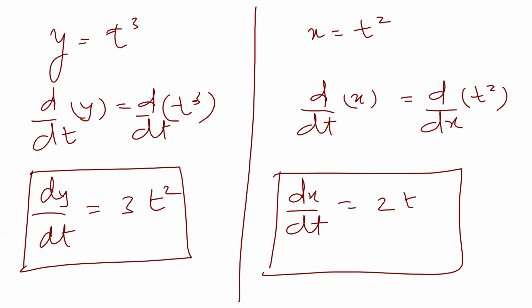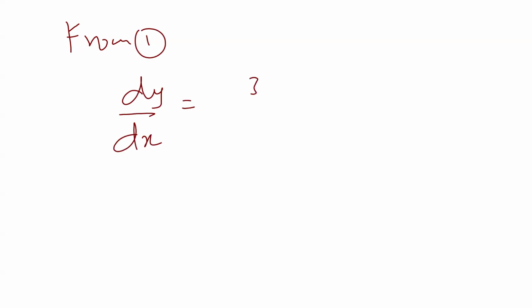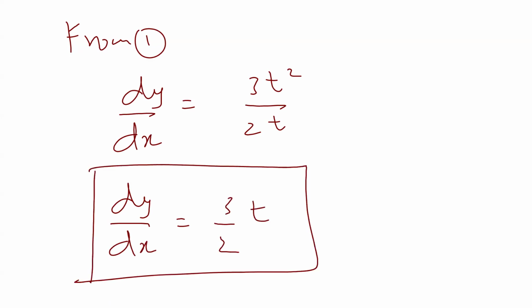I'll show you equation number 1. So from 1, put the respective values. dy by dx is equal to 3t square upon 2t. Okay. So dy by dx is 3t by 2. Okay, so we got dy by dx, but then we require d square y by dx square.